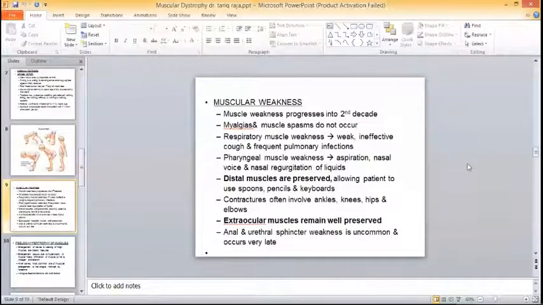Regarding the muscular part of the disease, muscular weakness usually progresses into the second decade. There may be complaints like myalgias or muscle spasm, but usually they do not occur. Then there is involvement of pharyngeal muscles and respiratory muscles. If the respiratory muscles are involved, there may be weak, ineffective cough and frequent pulmonary infection. If there is involvement of the pharyngeal muscles, there may be symptoms like aspiration, nasal voice, and nasal regurgitation of liquids.